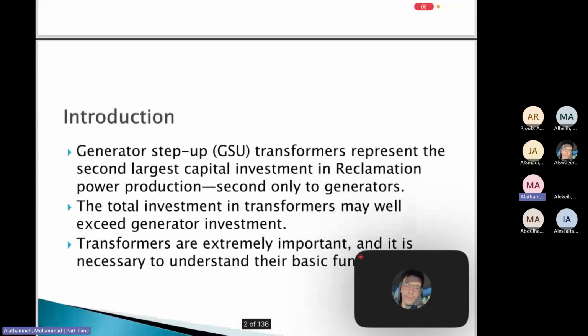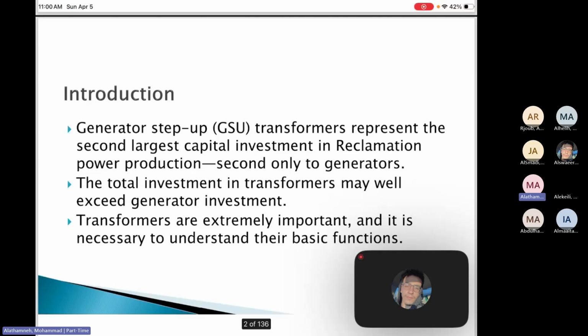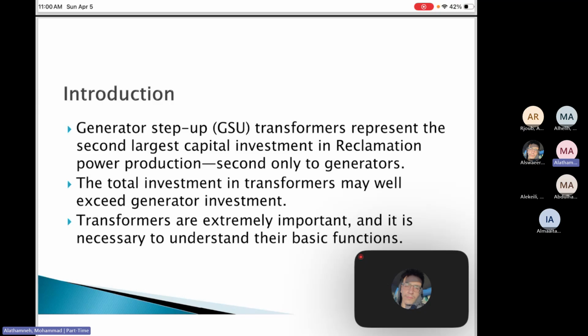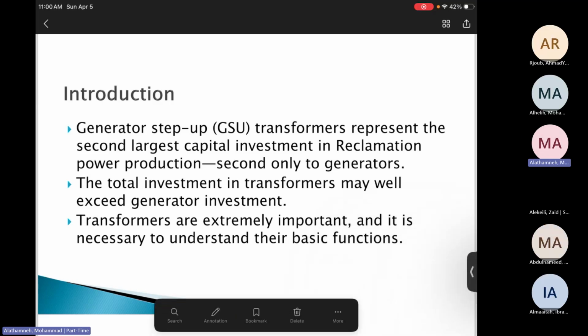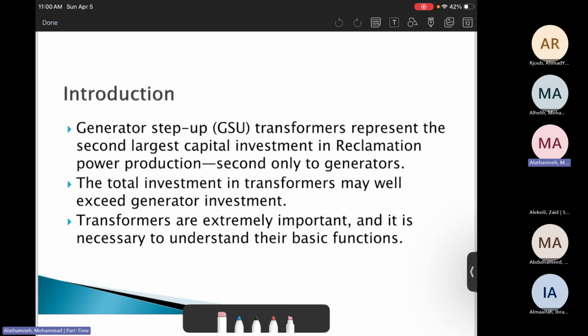So transformers. What's the point of using transformers? We have two types: either step up or step down. The step up transformer, we call it generator step up, and sometimes we call it GSU. GSU means generator step up. The GSU transformer is very common and used a lot.